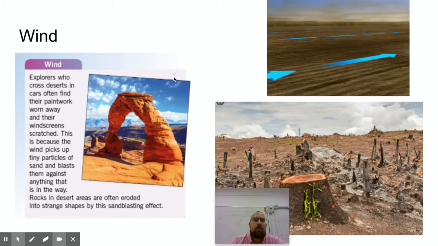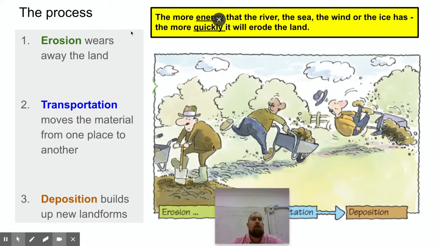Wind. Explorers who cross deserts in cars often find their paintwork worn away and their windscreen scratched. This is because the wind picks up tiny particles of sand and blasts them against anything that is in its way. Rocks in desert areas are often eroded into strange shapes by the sandblasting effect, okay? So the sandblasting effect is when the wind picks up small particles of sand and starts to erode away the stones.